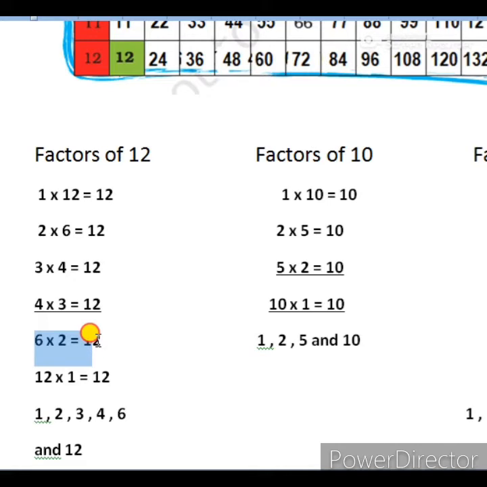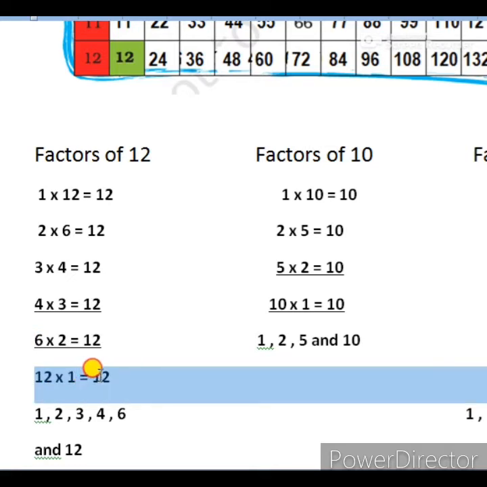So these three repeating numbers we are cancelling, and the first time only we are taking 1. What are the factors of 12? 1, 2, 3, 4, 6 and 12. These are the factors of 12. This we have found out from this chart or from this table.